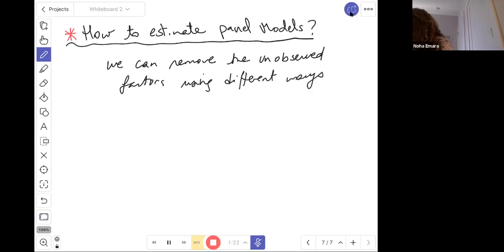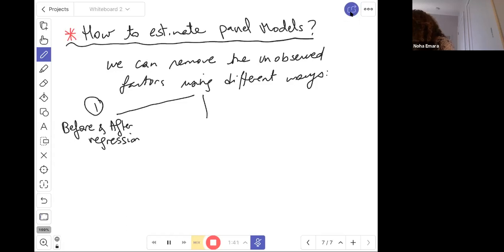Or different methodologies. So number one is something called before and after regression. Number two, actually, I'm going to skip one of the methods because it would be too complicated for you. So I'm just going to discuss two ways, okay? So number two is something called fixed effects regression.